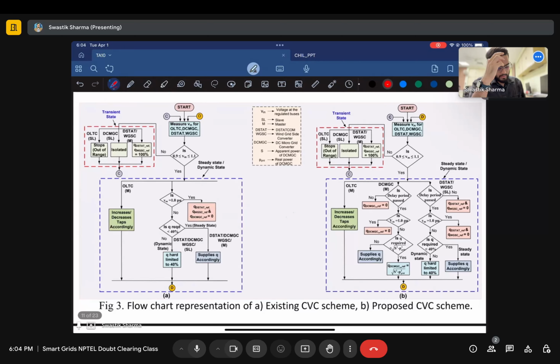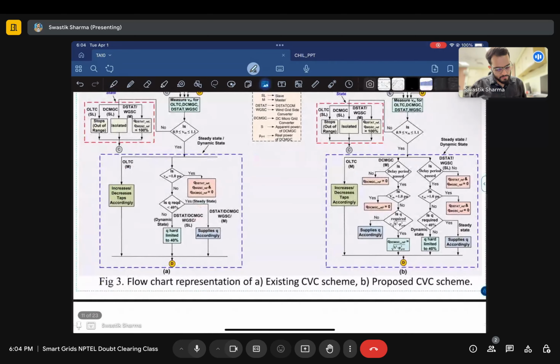In your proposed scheme, the transient system behaves the same way. I mean, you control it by having the OLTC in the slave mode of operation, the DC microgrid converter in the isolated mode of operation, and the DStat and WGSC are set at 100% so that they can supply all the reactive power up to their rated capacity, right? But what you do here is you just produce a time delay. Just a second.